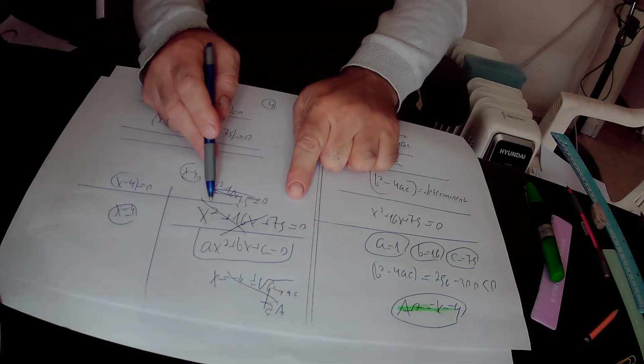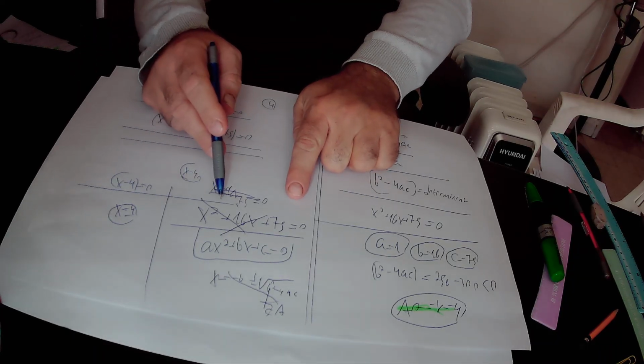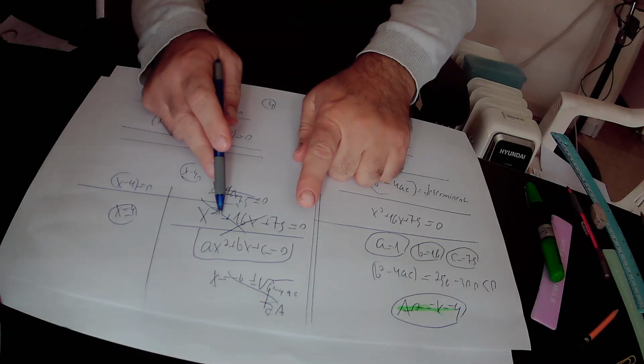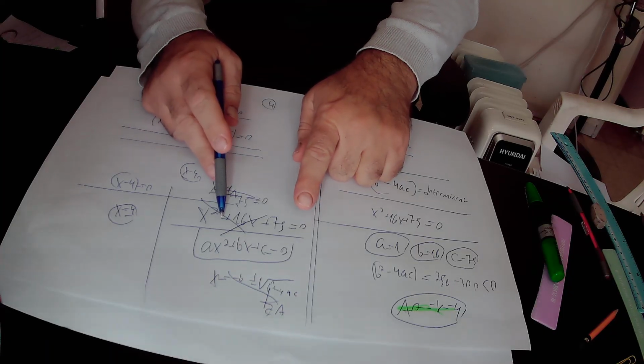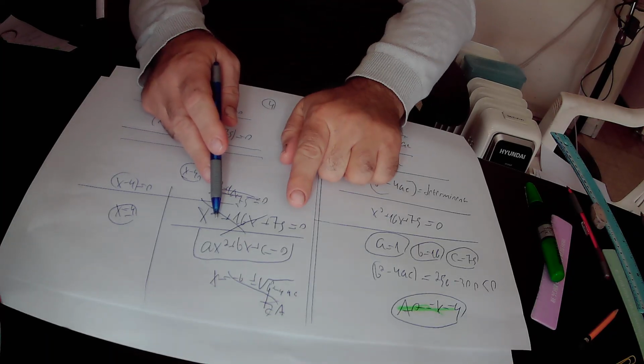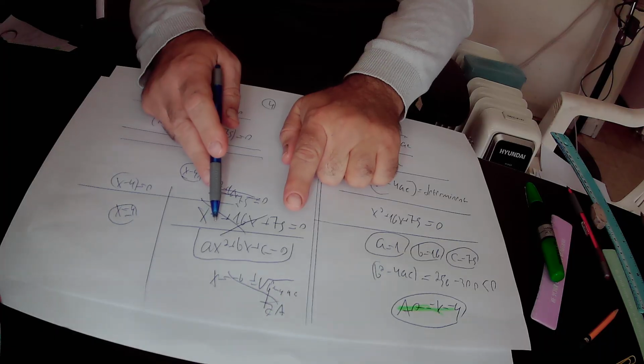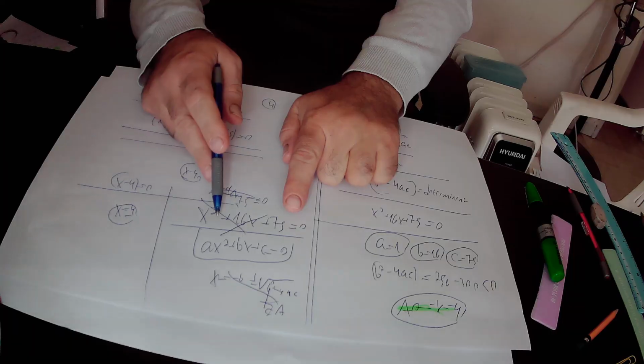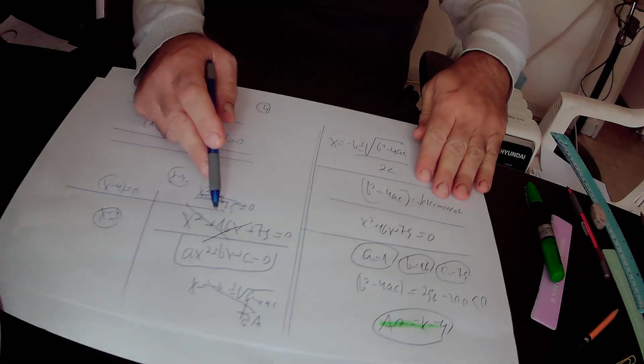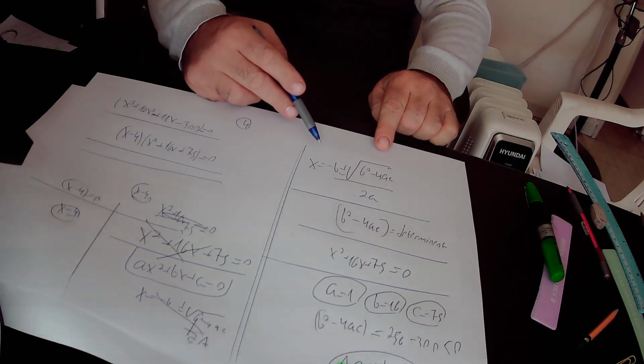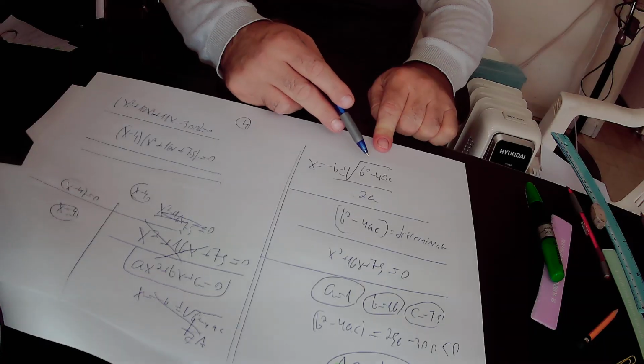Actually, this is a quadratic equation, and the general formula for a quadratic equation is ax squared plus bx plus c equals 0. In this general formula, a, b, and c are the coefficients of this quadratic equation, and x is the value that we are looking for. And we get the value of x according to the following formula. x equals minus b plus or minus the square root of b squared minus 4 times a times c, over 2a.